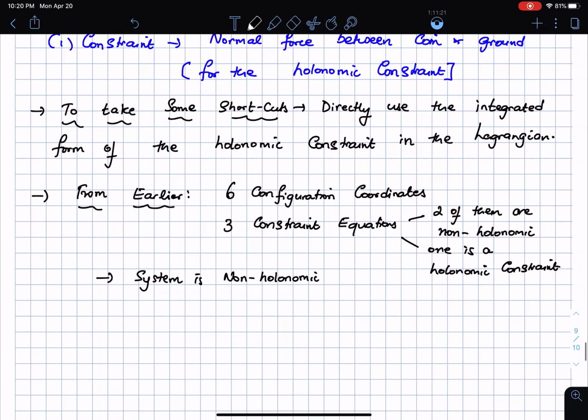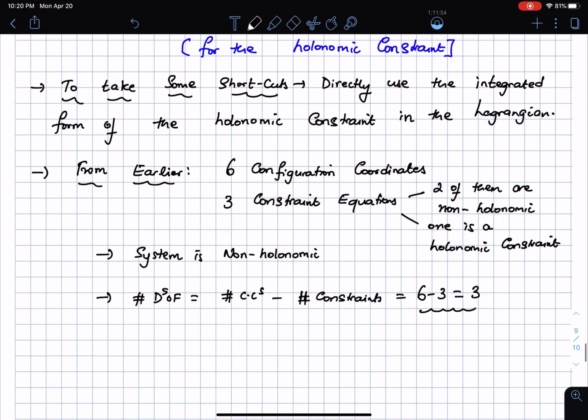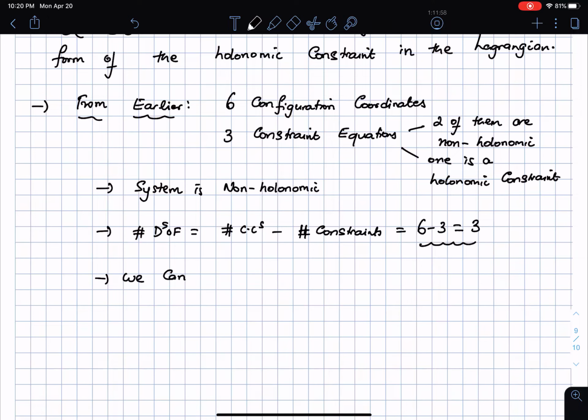Then it also tells me that the number of degrees of freedom is going to be the number of configuration coordinates minus the number of constraints, which is going to be 6 minus 3, which is equal to 3. And this also tells me that we can expect 3 equations of motion for the rolling coin.